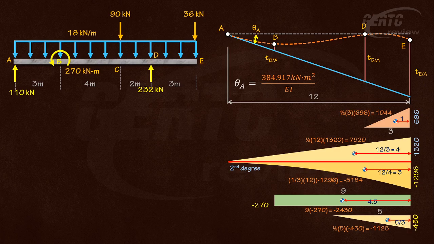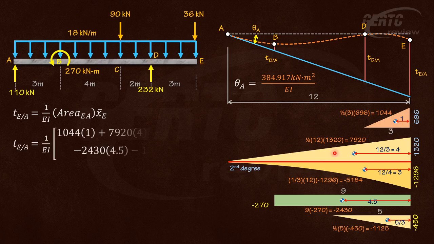So we can now solve the deviation of point E from the tangent through A. So TEA is equal to the first moment of these areas from E. Starting from here, that will be 1,044 times 1 plus 7,920 times 4, minus 5,184 times 3, and then negative 2,430 times 4.5, and 1,125 times 5 over 3. I hope you can follow that. Then you can now have your TEA as 4,362 over EI. So this is it from here up to here, but that's not yet the deflection.